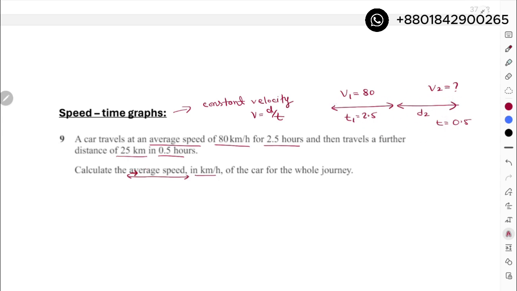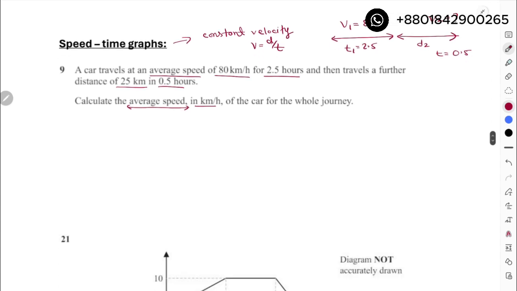For the second part of the journey, we have the value for d2, the distance of the second part, but we don't have any value for the distance of the first part of the journey. That we can easily calculate using this v1 and t1. So first thing I will calculate is the distance for the first section of the journey, which is d1. So d1 is vt, which is 80 multiplied by 2.5. And if you calculate 80 with 2.5, that leaves you with 200. So this is your d1, 200 kilometers.